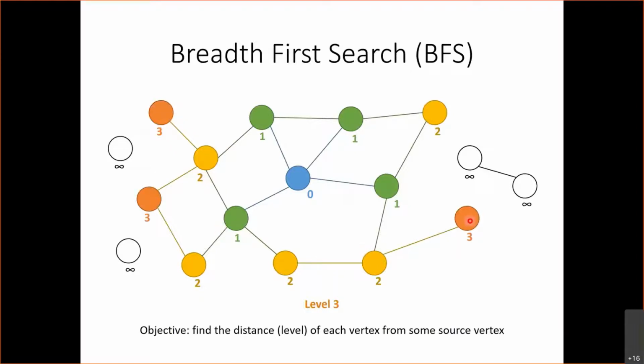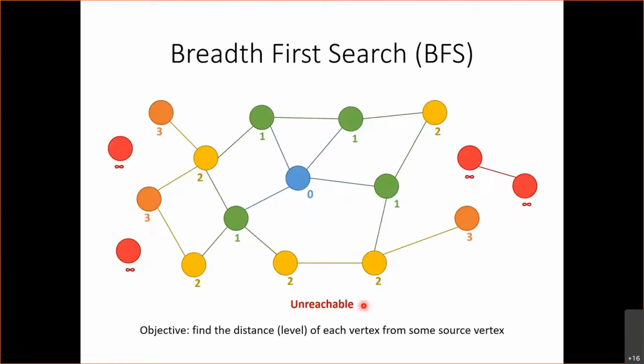On the next iteration, I'm going to try and visit all the neighbors of level 3, but there aren't going to be any neighbors that are visited. So that is how I know that I am done doing my BFS. Any remaining vertex that I haven't visited is going to be considered unreachable. So the remaining vertices are going to remain at a distance infinity, which also means that they are unreachable. Okay.